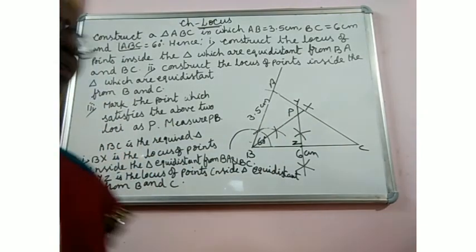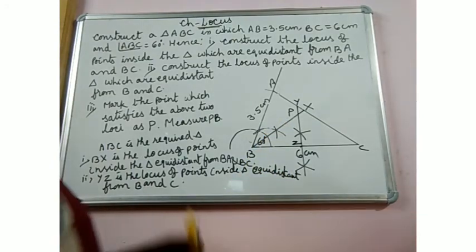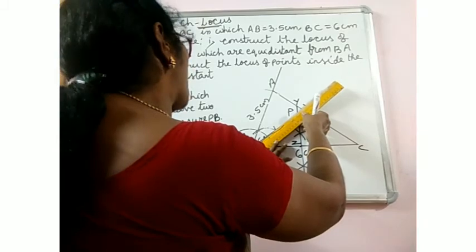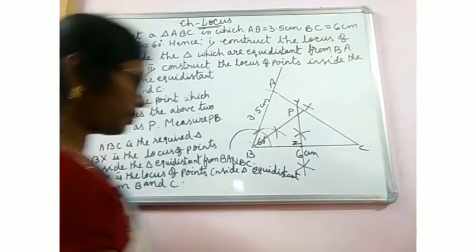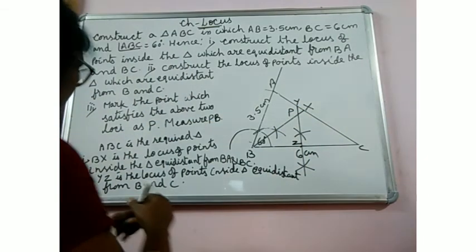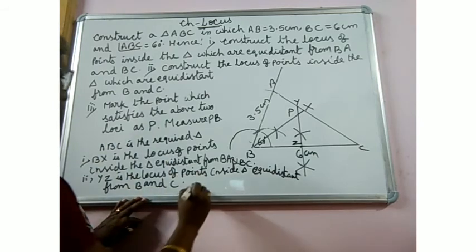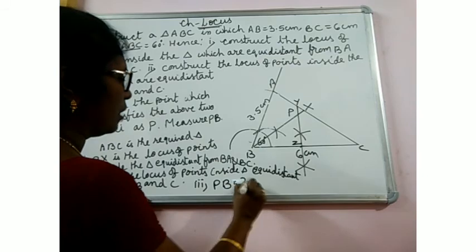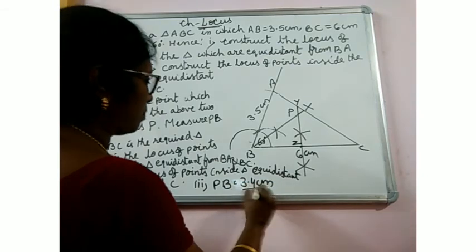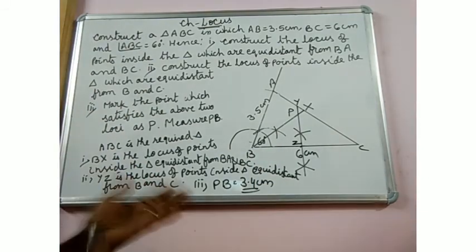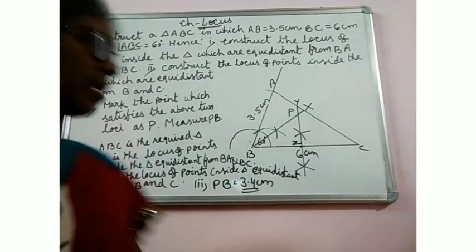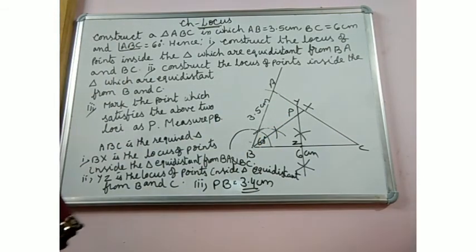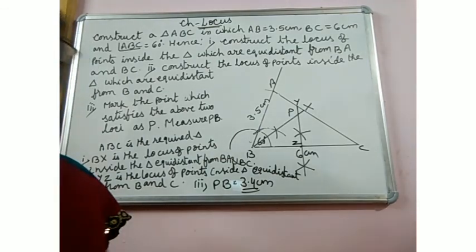You know children, I have not done with actual measurements, but as per my measurement calculation, roughly PB is equal to 3.4 cm. You will get 3.3, 3.4 or 3.5 like that. But as per my calculation, I got 3.4 cm. I hope this is clear to you.